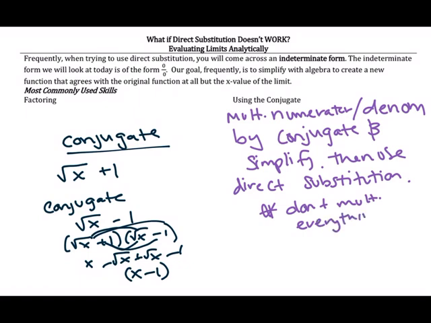So the key identifier that tells you that you should attempt to use a conjugate is that you get indeterminate form, 0 over 0, and there's a radical in the problem. Those two things are telling you conjugates are probably going to help you out. So let's look at some examples. Number 4, if I tried to use direct substitution, I would get 0 over 0. So I'm going to multiply the numerator and the denominator by the conjugate, which is going to be the square root of x plus 1.